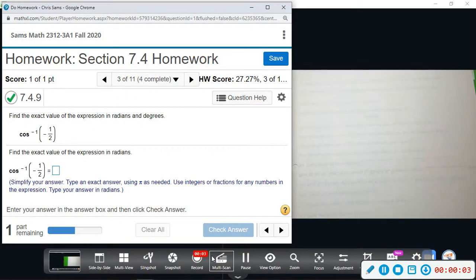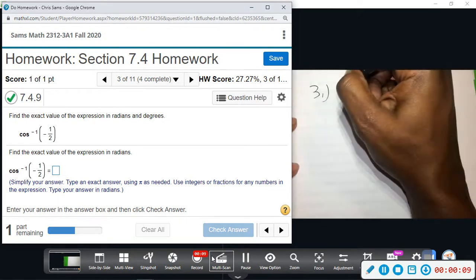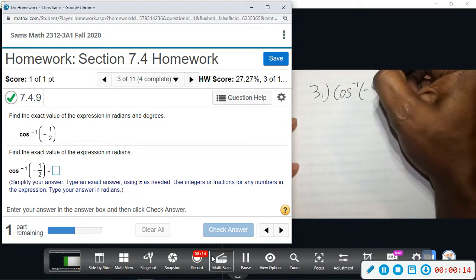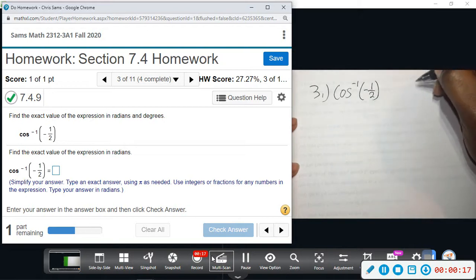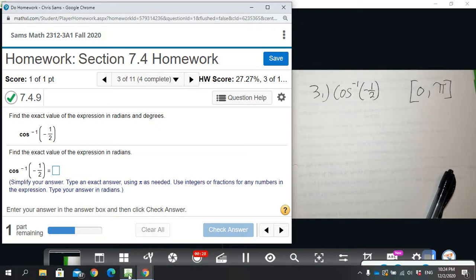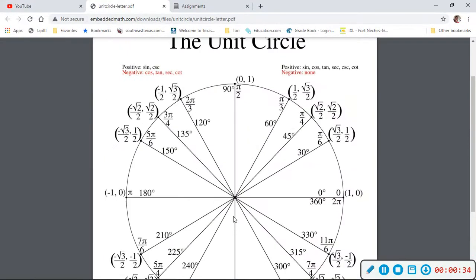Alright, number 3, we want to find the inverse cosine of -1/2. Remember our restrictions for cosine, where we need to be between 0 and pi. That's very important. On the unit circle, the region between 0 and pi would be the top half, all the way till we get here. And we were looking for a -1/2.